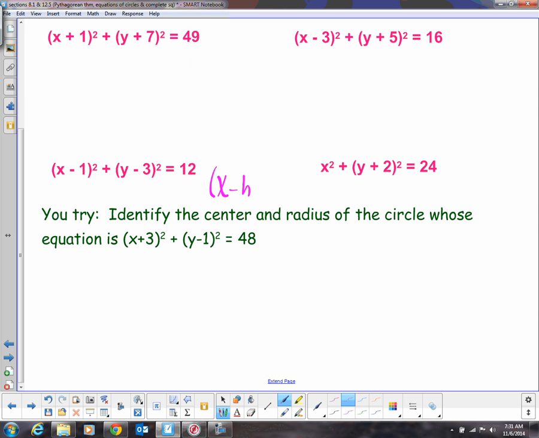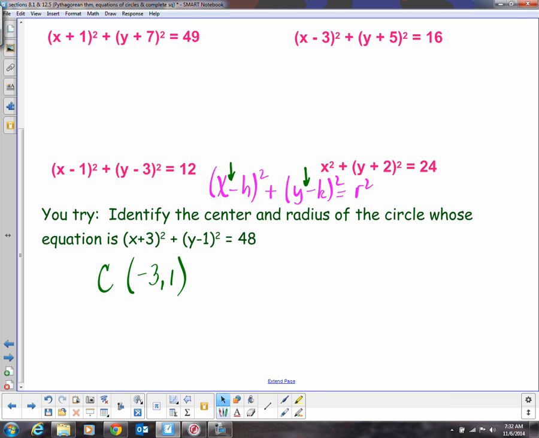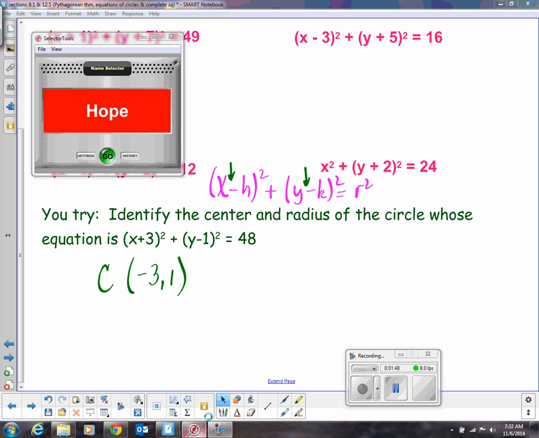We've got x minus h quantity squared plus y minus k quantity squared equals r squared. So h, k is the center. So I need to know what the center of this circle is going to be. All right, because these are subtraction here, that means these come out. Excellent. So that's the center, and I need to know my radius. That's not what I wanted.